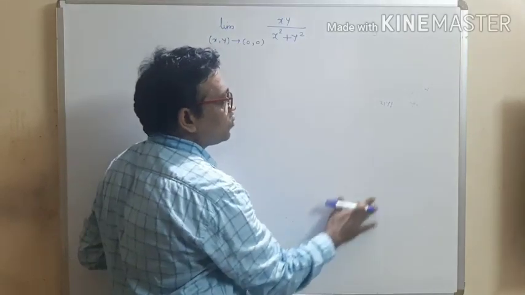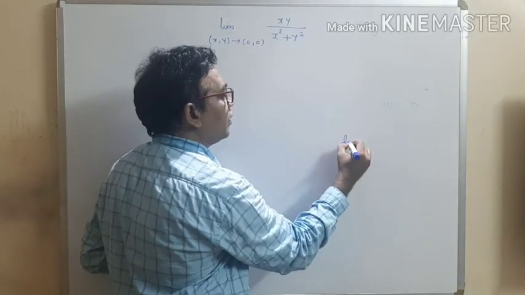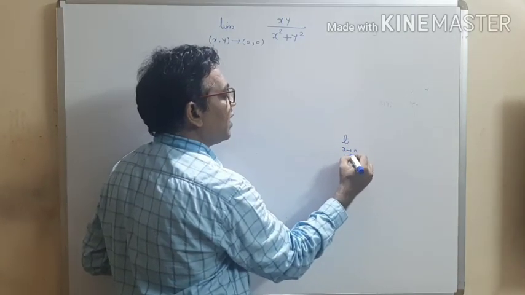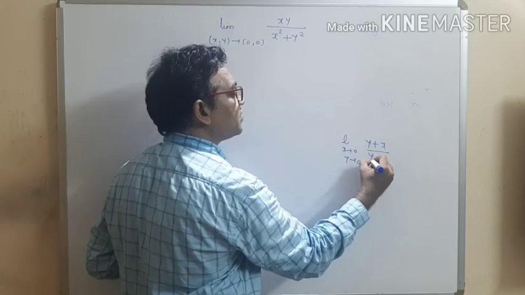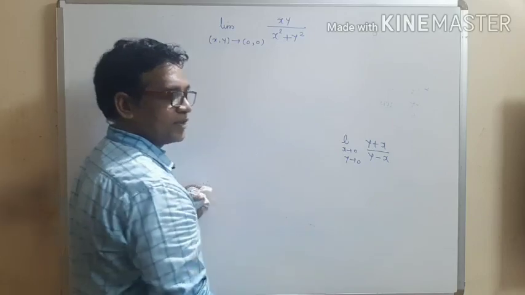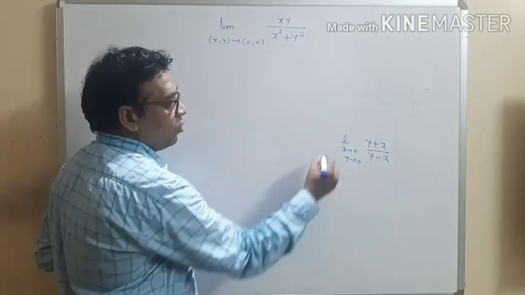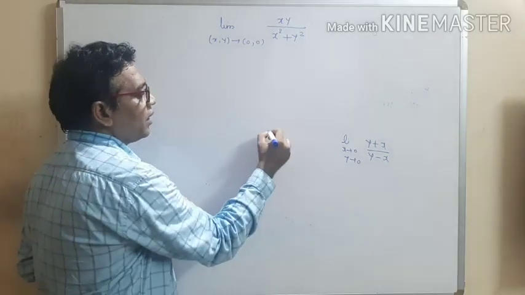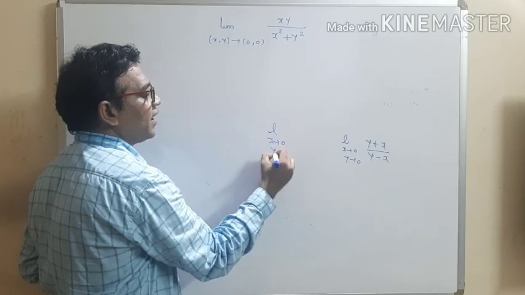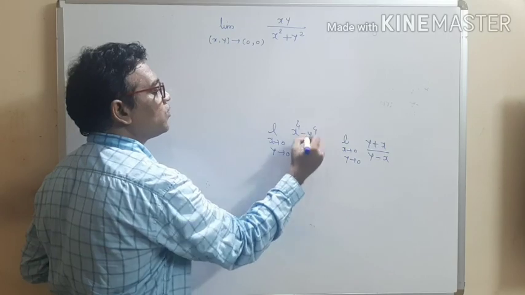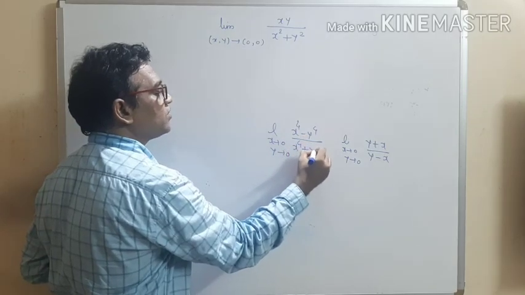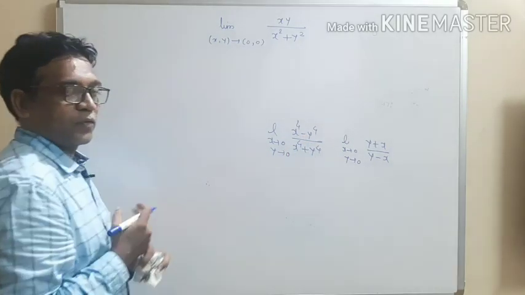Now see what our first example was. We have found this limit. Evaluate the limit (x,y) tends to (0,0) of the function y plus x divided by y minus x. What is our second example? Evaluate the limit as (x,y) approaches (0,0) of x raised to 4 minus y raised to 4 divided by x raised to 4 plus y raised to 4.